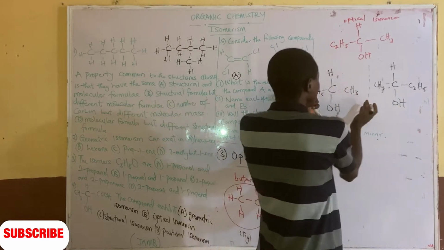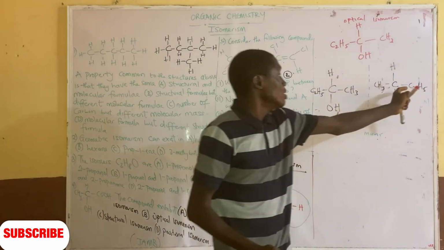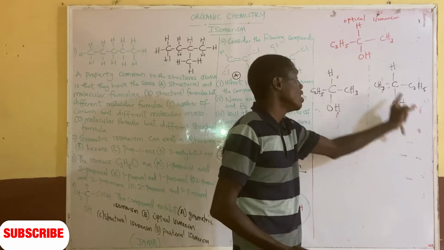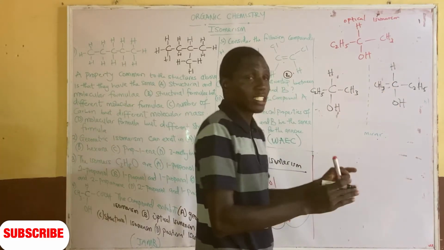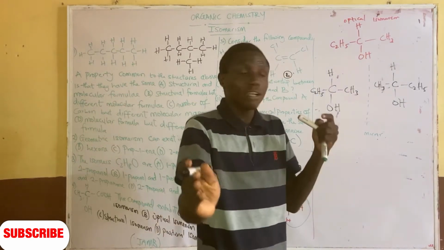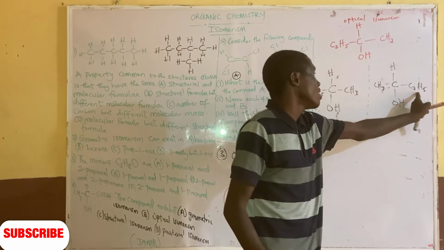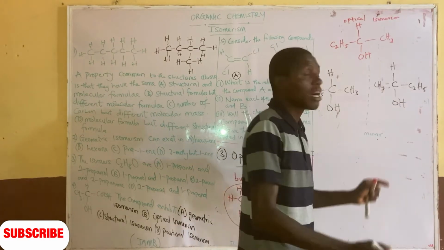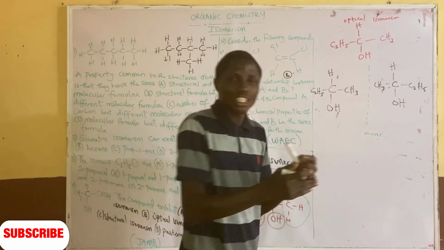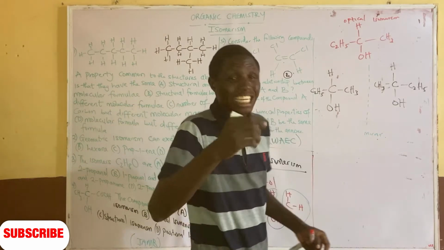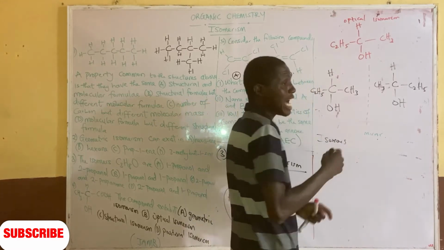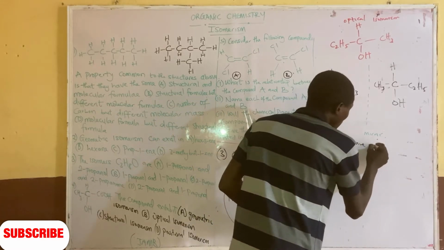So you can see that the CH3 is now appearing here, and the C2H5 is now appearing here. So this is what we call mirror image. This cannot be superimposed, cannot be placed on this, because we now have C2H5 here and CH3 here. They cannot be superimposed, and these two isomers are called enantiomers. The isomers from optical isomerism are called enantiomers.